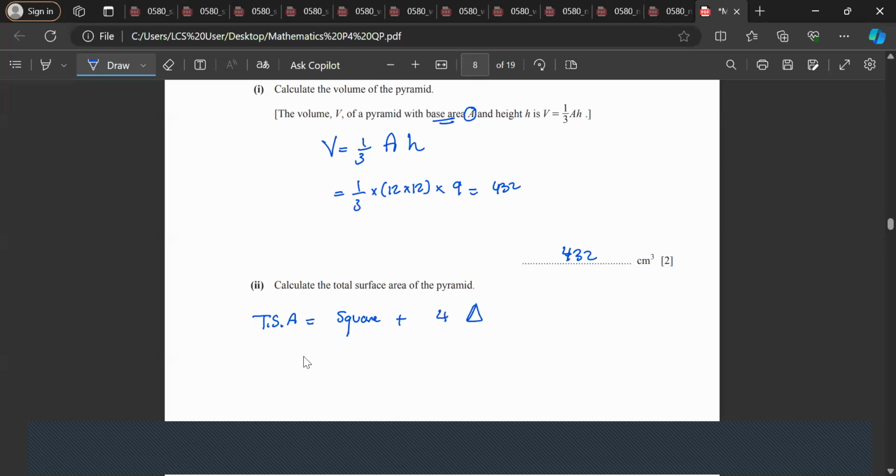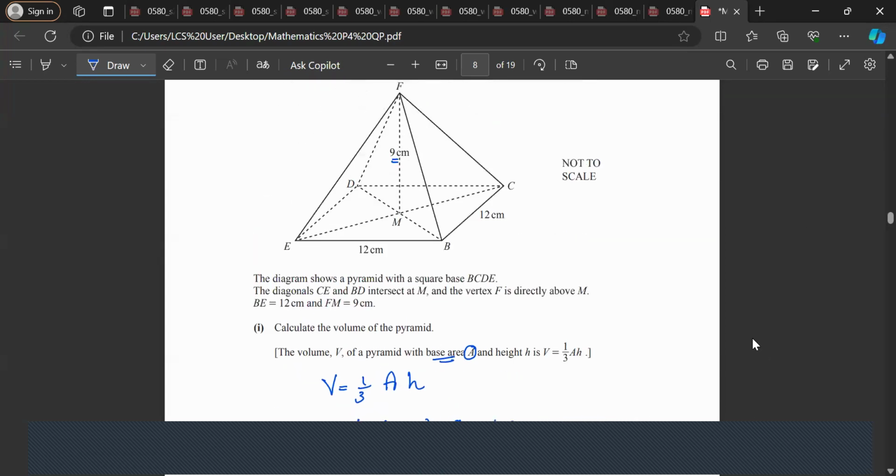For the square, it is easy. The area of the square, 12 multiplied by 12. And then 4 multiplied by the area of the triangle, which is half multiplied by base multiplied by height. Okay, this is the triangle. I will take the one in front of you, the one facing you, or this one. You can take whatever you want. I will shade this just to feel it. Okay? Then, what is the base?